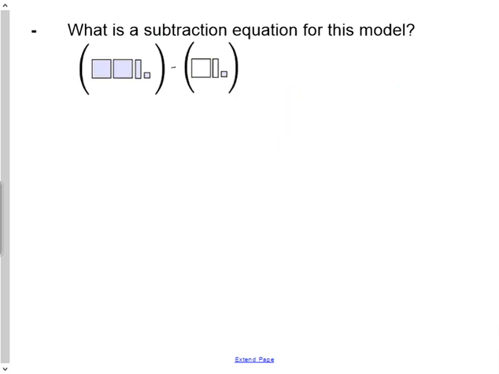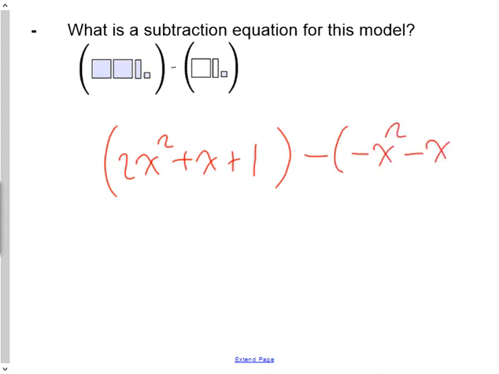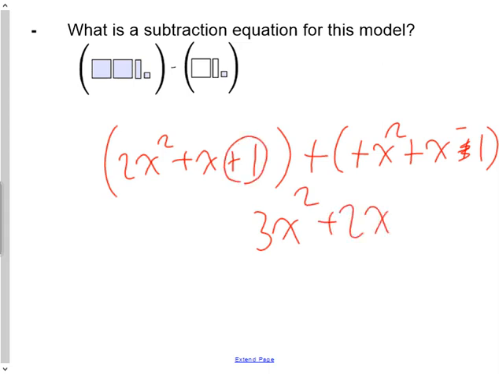And what's the subtraction equation for this model? Again, same thing. So it's 2x squared plus x plus 1 in brackets. Take away a negative x squared minus x plus 1. Just like integer operations, if you're going to subtract a polynomial, you have to change it to addition and use the opposite of every term within the trinomial. Now that you're adding polynomials together, gather like terms. 3x squared plus 2x, and remember these two here are going to combine to make a zero pair. So your solution would be 3x squared plus 2x. I think that's the last one. That was the last one.